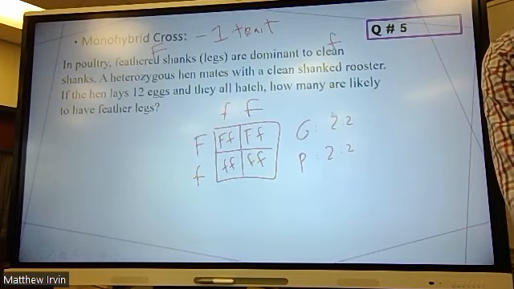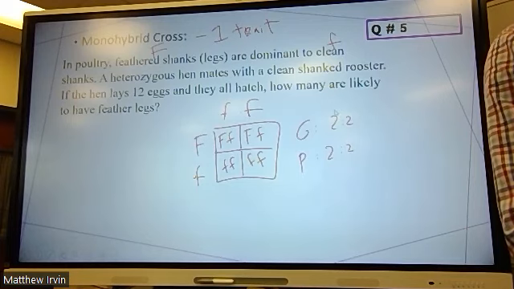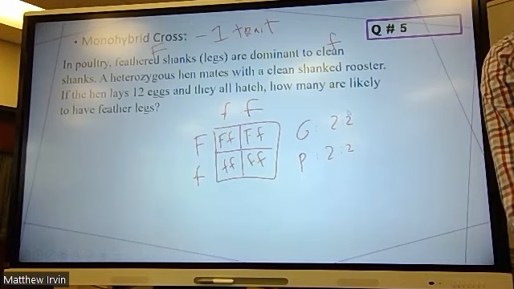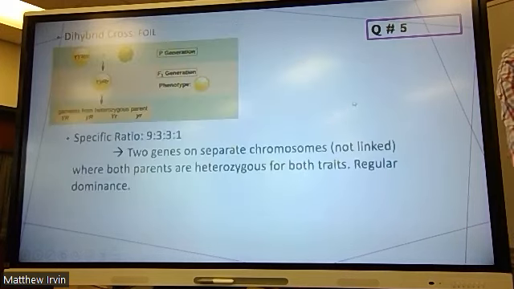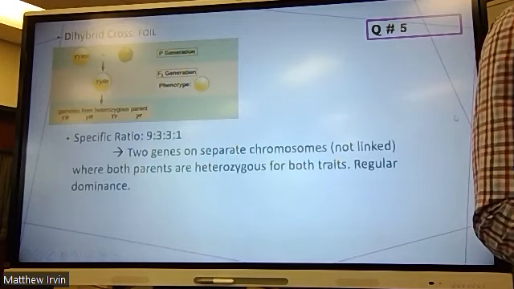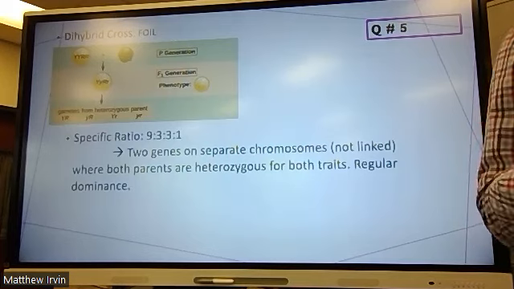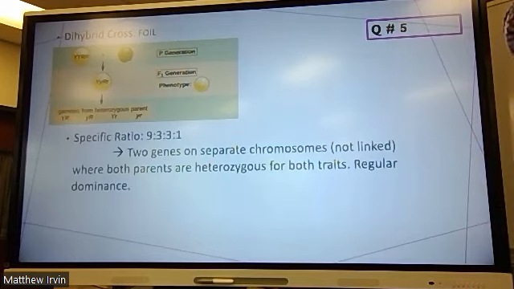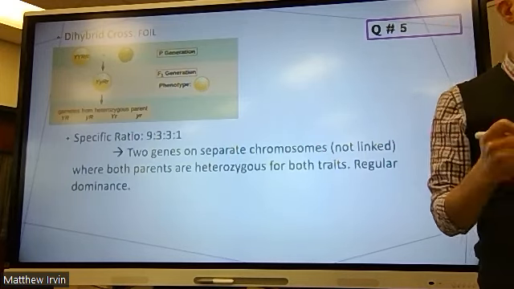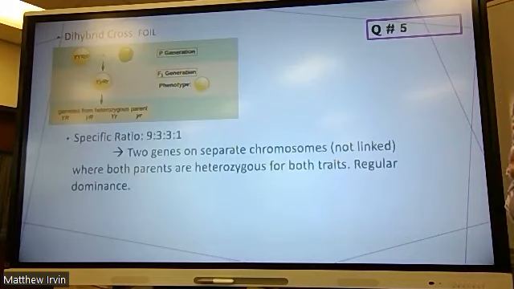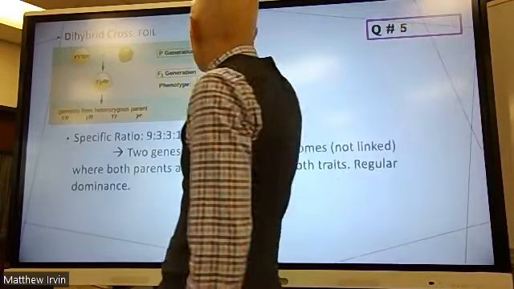And then dihybrids, they might do in multiple choice, or they might do them in the free response. What you should not have to do is a full dihybrid cross. Although they might, even though they have never done it, you never know. So make sure you know how to do a full dihybrid cross. That's where we're doing 2 traits.